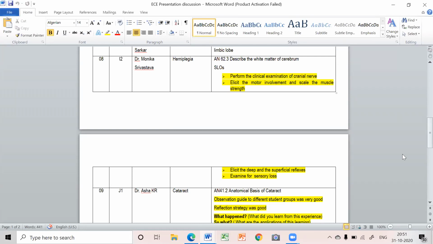Yeah. Clinical examination of cranial nerves and range of movement, we don't do, no, ma'am. Muscles is done in physiology. Physiology, yes, ma'am. We don't. Yeah, and deep and superficial reflexes, sensory loss, all these are done in physiology.